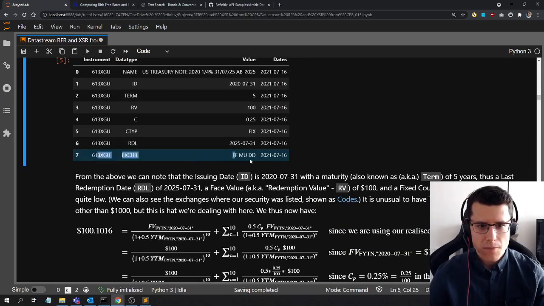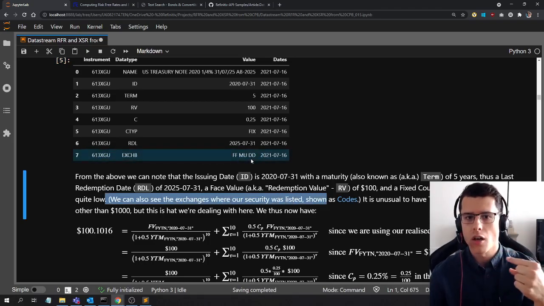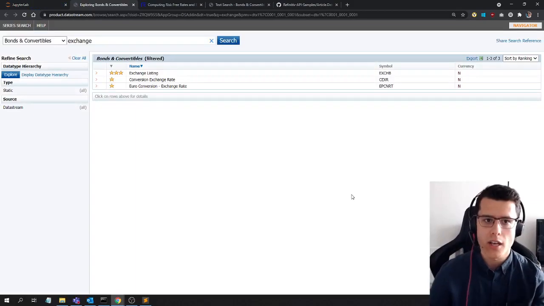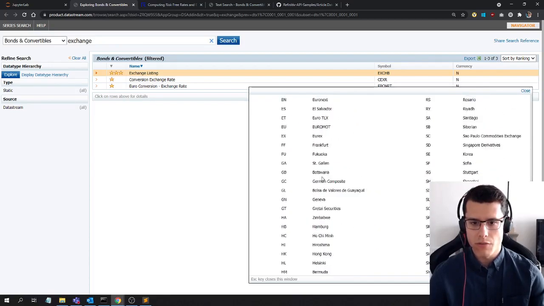Here I say exchange, and this is the exchange where you can check which exchange each code means, because this is just a mnemonic, and you can click on that code, and in there you'll see the code in question. So AA is this, whatever this is. AC is Ghana. So you have all of your codes right here.